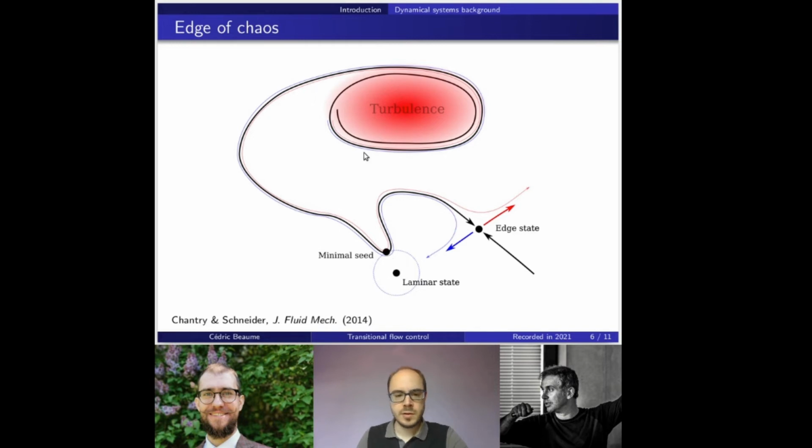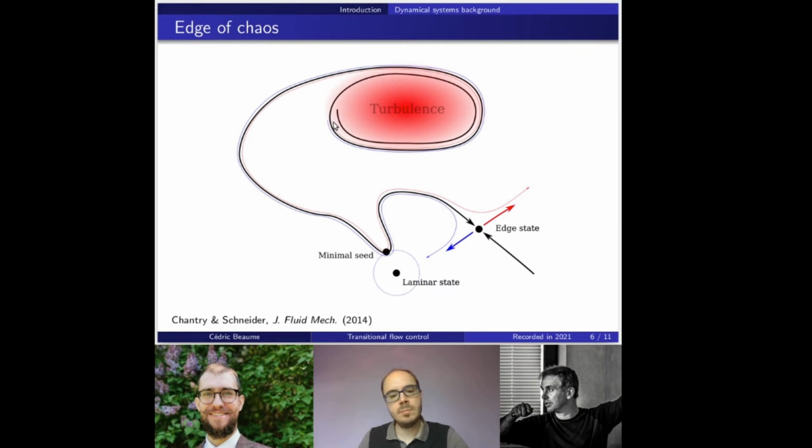So the edge of chaos has a property which is actually cursing the study of this instability, of the transition to turbulence, which is that it's folded, it's wrapped around the turbulent saddle in such a way that if I take a perturbation here shown in red and I time integrate it forward, what I end up getting is following the edge until I hit its unstable manifold and I get repelled to turbulence.